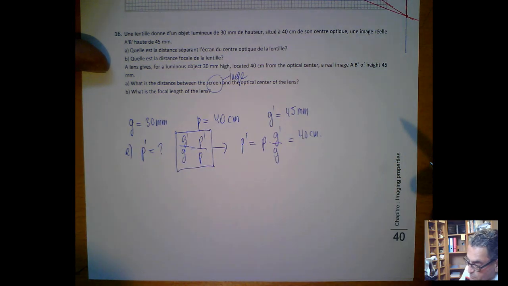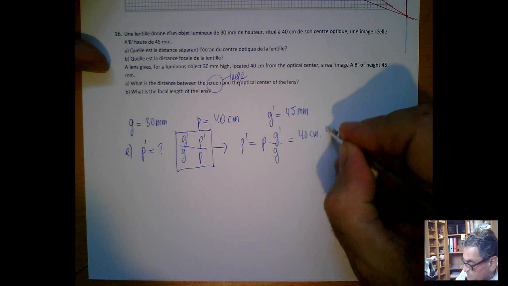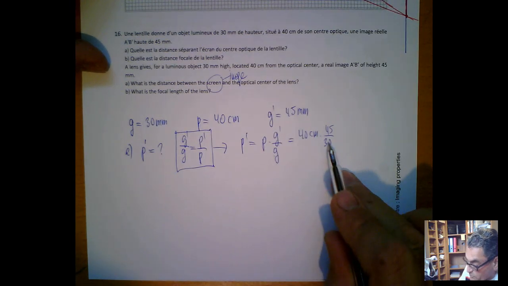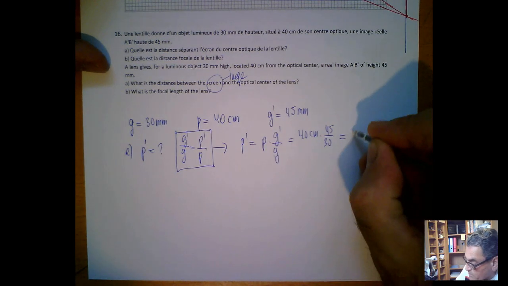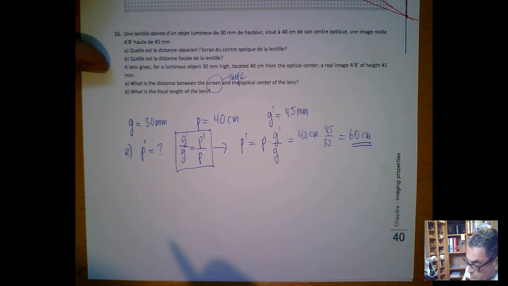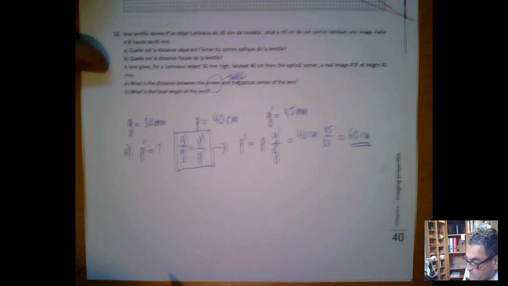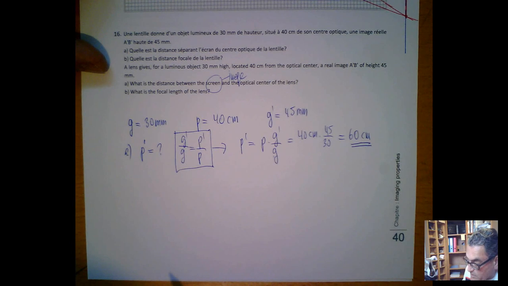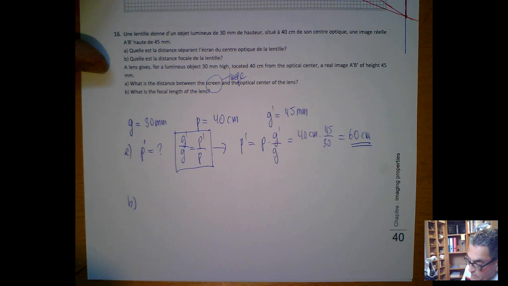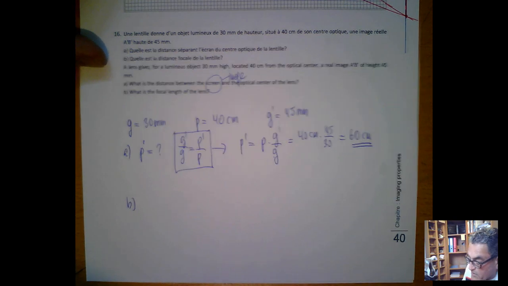If you do, G prime is 45 and G is 30. If you put 45 over 30 or 4.5 over 3, it is going to be the same. So this is 45 over 30, which is 1.5. 1.5 times 30 is 60. So you have found a very nice precise value for P prime by computing it with the law of lenses, right? And then question B, what is the focal length of the lens?